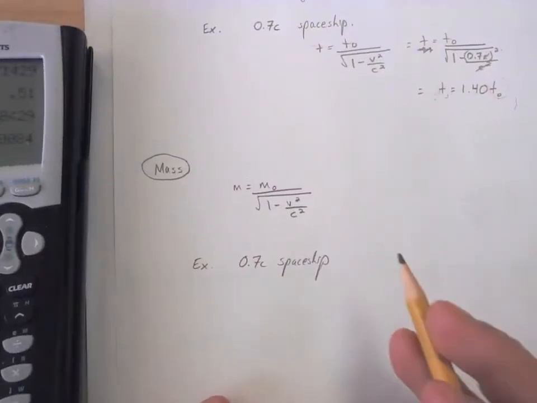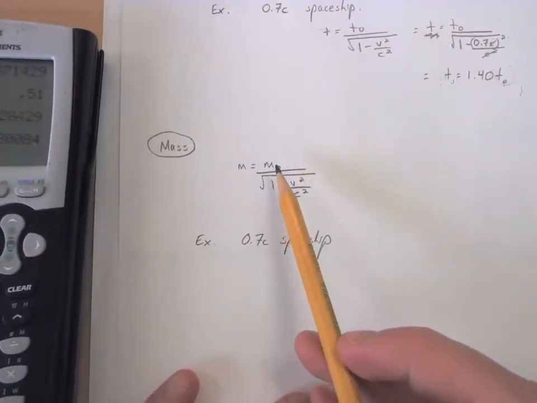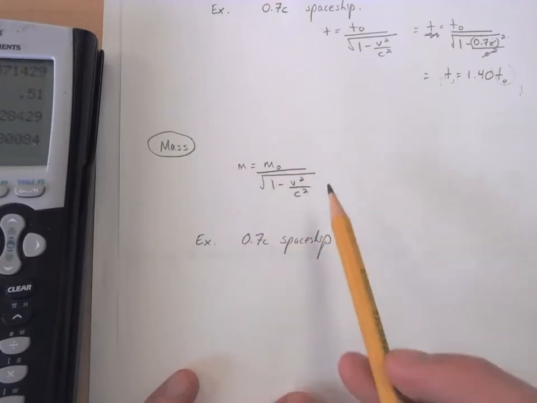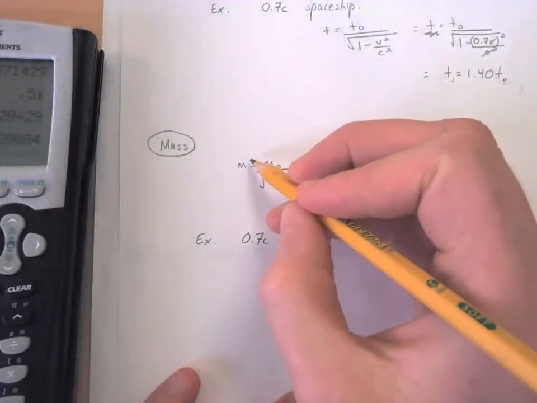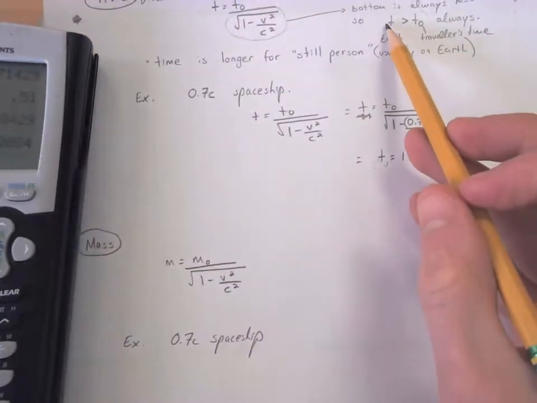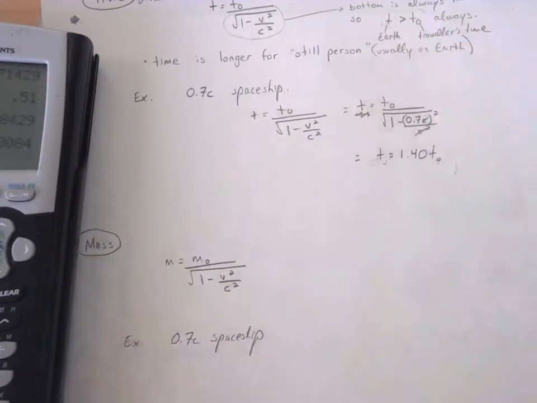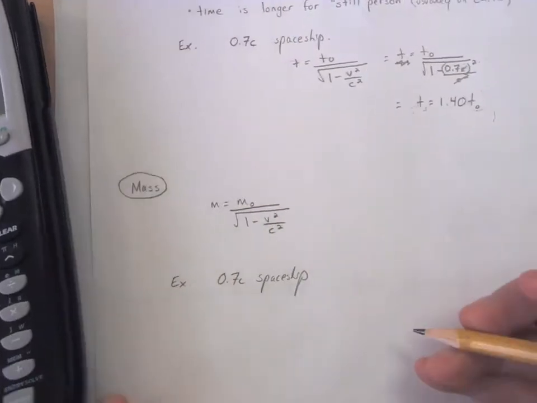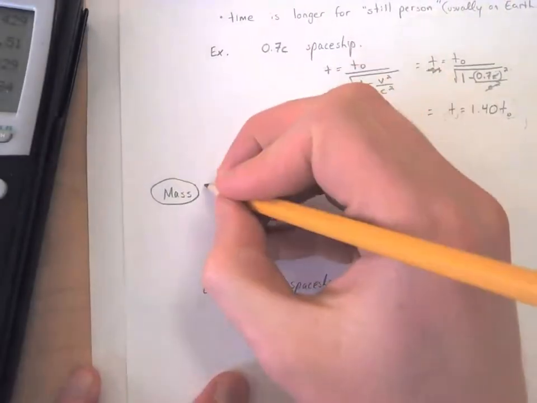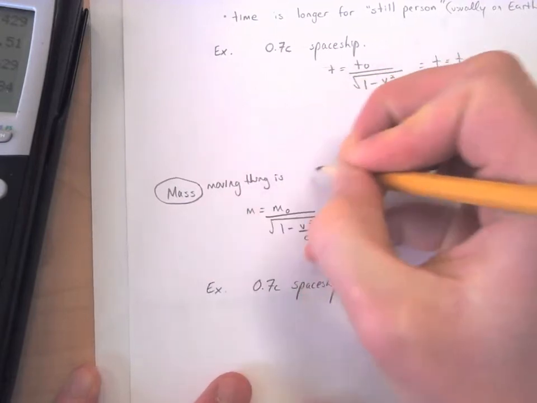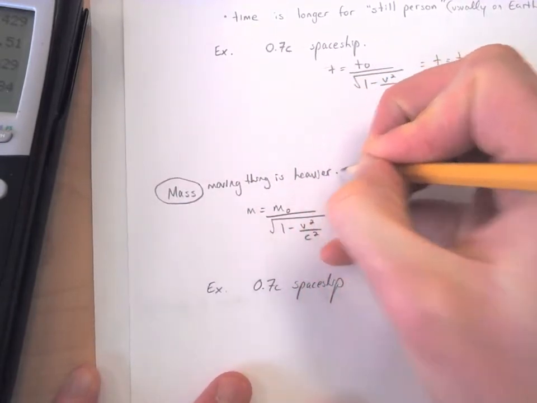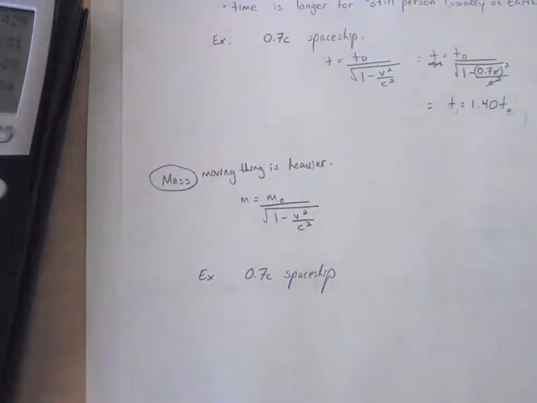So mass here is very similar. So you have this m naught, this m, and then the equation here, you know this bottom's less than 1. So that means, just like the last one, m is going to be greater than m naught, always. Okay. The one thing to remember really with mass is the moving thing is heavier. Remember that, you won't get this question wrong generally.